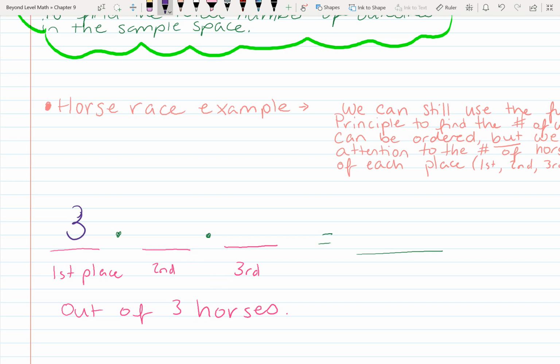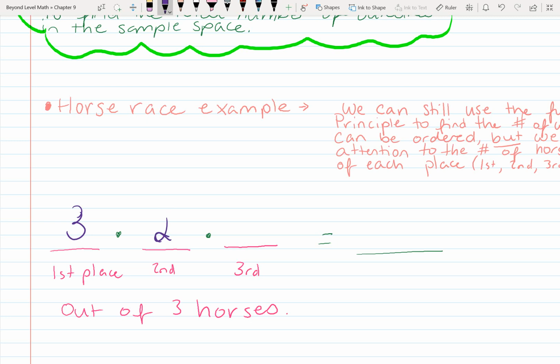And we're going to multiply that by the chance that the horses can win second place, just like we did with the fundamental counting principle. However, for second place, all three horses can't win. There are only two horses possible to win second place because somebody's already won first place. And if you win first place, you can't also win second place.